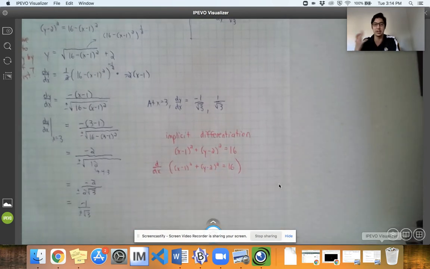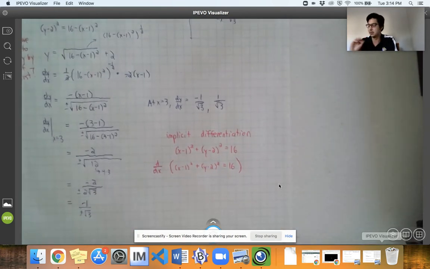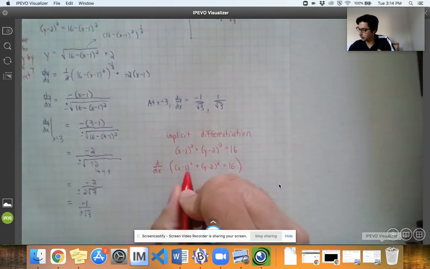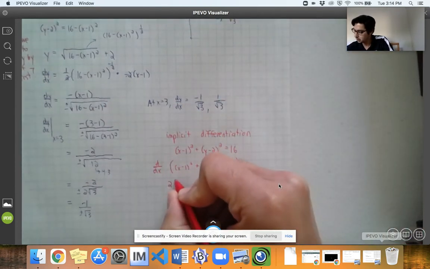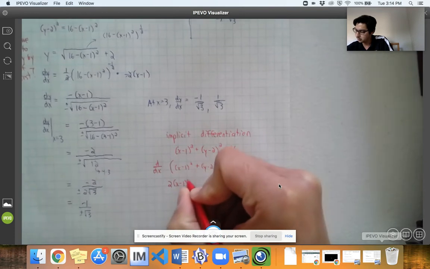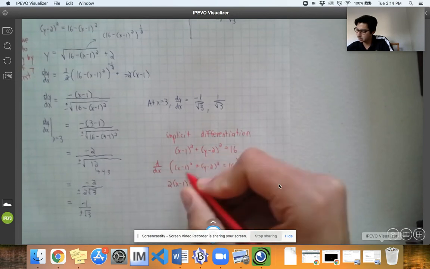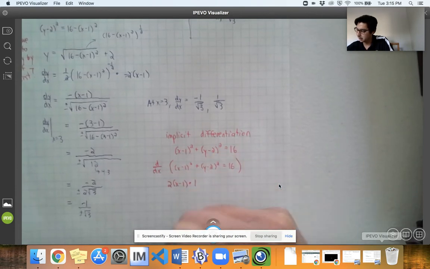So if we do the derivative here, we're taking the derivative with respect to x. How is this changing as x changes infinitesimally small? So the derivative of (x - 1)^2 would be 2 times (x - 1) to the first times the derivative of the inside, and the derivative of x - 1, well, the derivative of x is 1, and minus 1 would be 0. Okay, good.